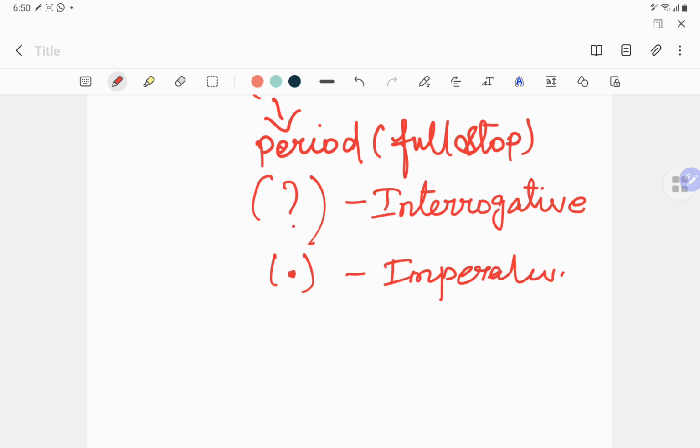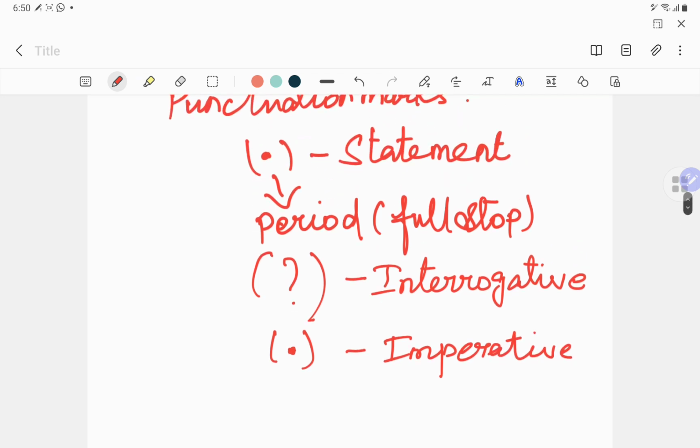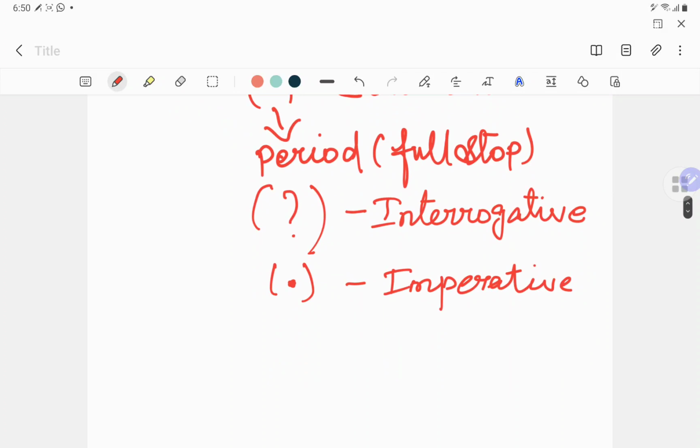Now you have one doubt, ma'am, for statement also full stop, imperative also full stop. So definitely you have some doubts about which is statement, which is imperative. So for that you want to clarify the definition. Statement or assertive sentence must give some information to us. But if that sentence asks us to do something, that is imperative. Both sentences end with the full stop only. But the difference is: statement tells us information, imperative asks us to do something.